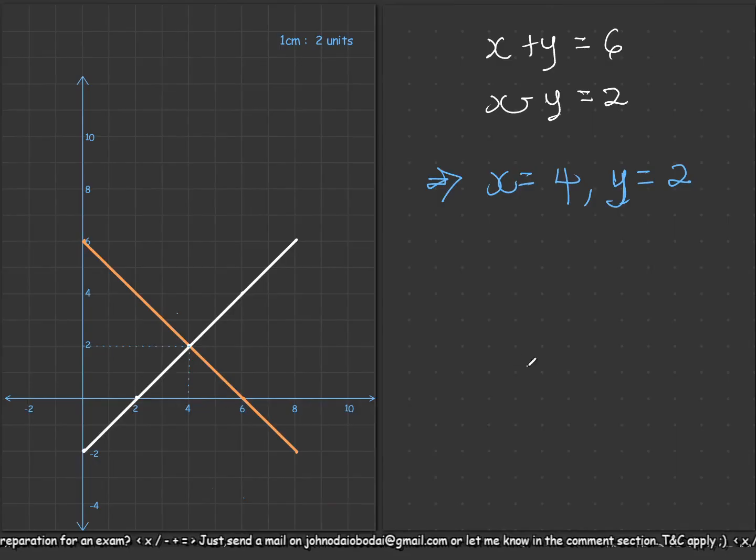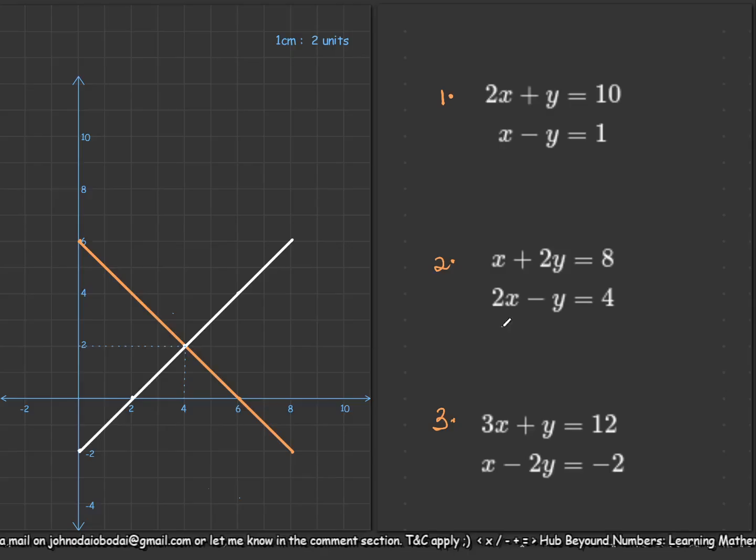As usual, I'll leave you with some questions here to try on your own. So here you have these three sets of equations, 1, 2, and then 3. You can graph them on your graph sheet, and then using the method we have considered here, get the solution.